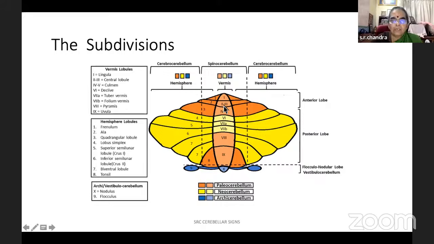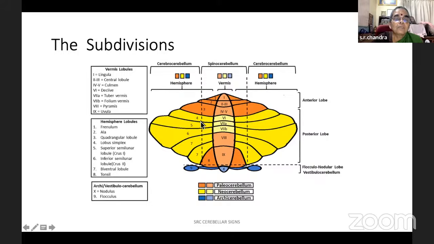We have all learned it in our anatomy and physiology classes. In the center, you have a superior vermis and an inferior vermis, and they have sub-segments: lingula, lobulus centralis, culmen, declive, tuber, pyramid, uvula, nodule. You have to mug up these names, otherwise there is no other way.